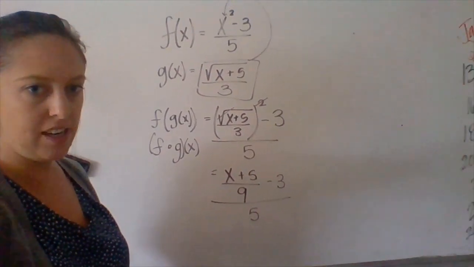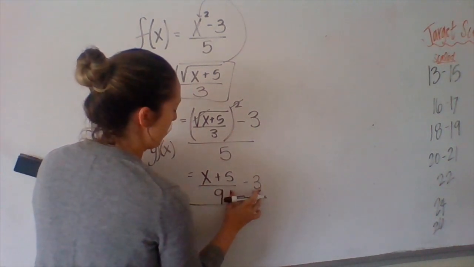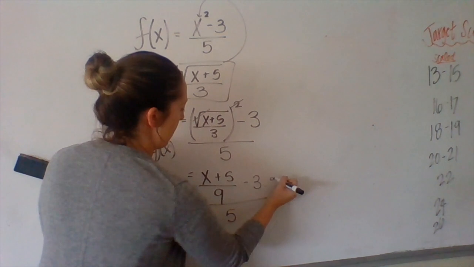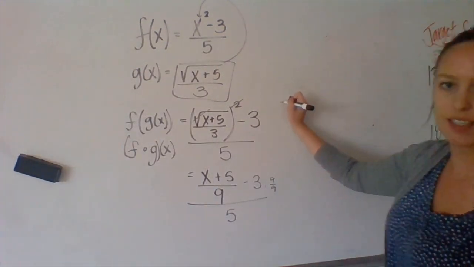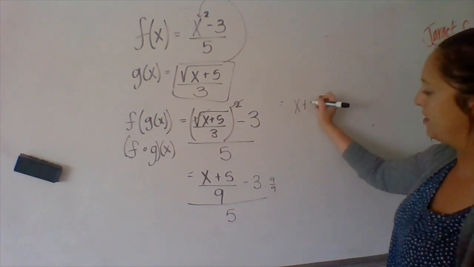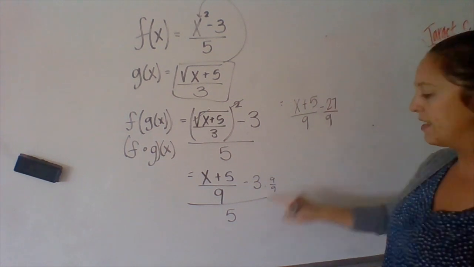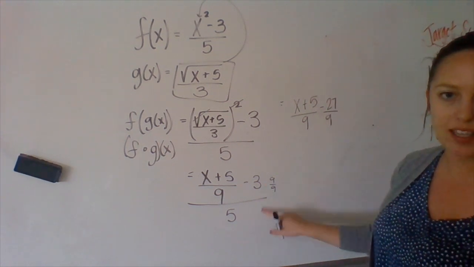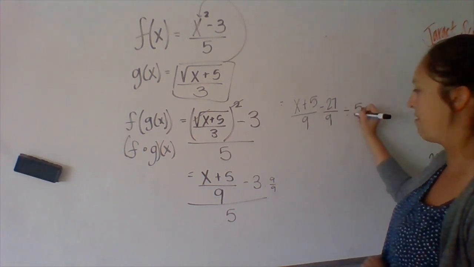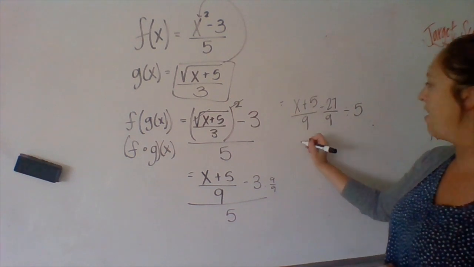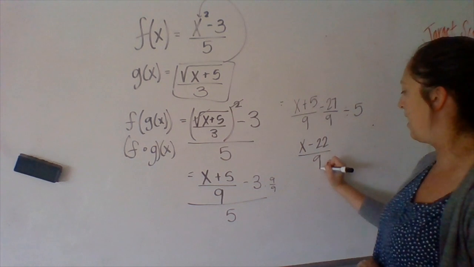Now I can continue to simplify by getting a common denominator. So I would need to multiply by 9 over 9. So I would have, you still see this? Yes. So I would have x plus 5 over 9 minus 27 over 9. And instead of leaving this as a nested fraction, which is what we call a fraction within a fraction, I'm actually going to write it as divided by 5. Now I have x, the 5 minus 27 becomes minus 22 over 9.